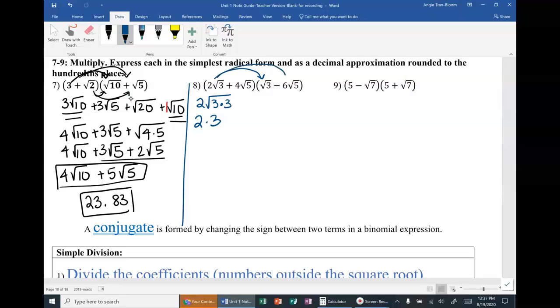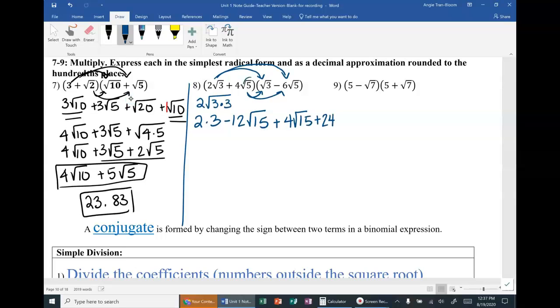So this will give us 2 radical 3 times 6 radical 5. The radicands are not the same, so we cannot just pull out the 3 or the 5. We do have to multiply this out. So that's going to be 12 radical 15. In the middle, 4 rad 5 times radical 3 is going to be 4 radical 15, and last, that will give us 24.